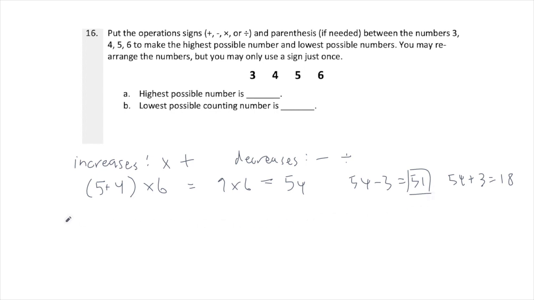For part B, we're trying to find the lowest possible counting number. In this case, we would use both of the signs that would decrease our number and one that would increase our number. We would want to use our division sign with 6 because it would decrease 6 by the most. So we can do 6 divided by 3. Next we want to use the remaining sign that would decrease our number with the largest number left, which would be 5. So we would subtract 5 here. And then finally we can add 4 to get 1, which is our lowest possible counting number.